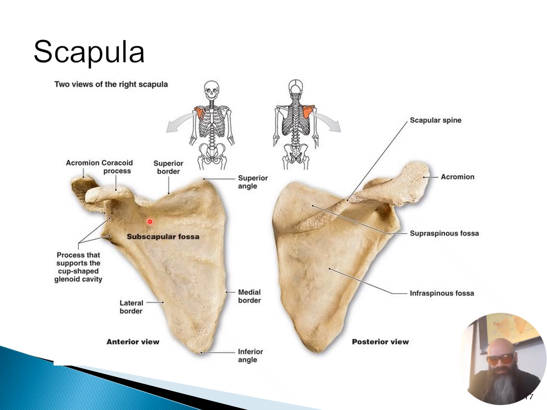Okay, so do I see a spine here at all? No, right? So that would be the posterior part or anterior part? Perfect. So this whole section is called your subscapular fossa. And what muscle is there? Subscapularis, okay?